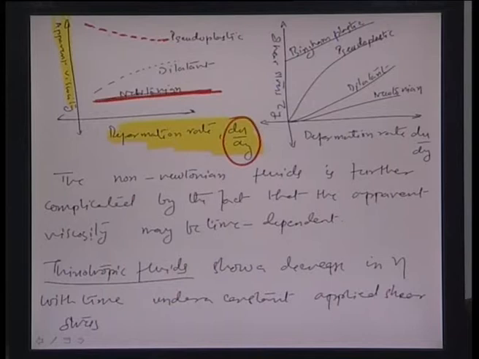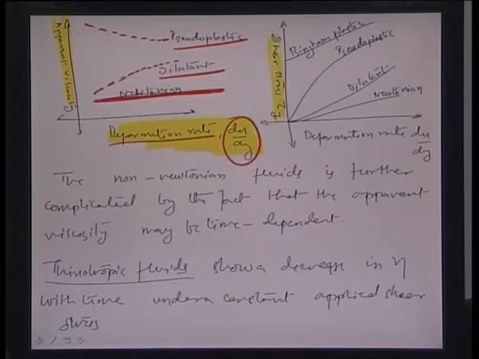So if deformation increases, the apparent viscosity comes down. And for a dilatant, it is the opposite behavior. As the deformation rate increases, the apparent viscosity goes up. So that is what a dilatant essentially would mean. So this is a pseudoplastic where the apparent viscosity falls with the deformation rate, a dilatant where it goes up with the deformation rate, and a Newtonian fluid where the viscosity is constant with the increase in deformation rate.